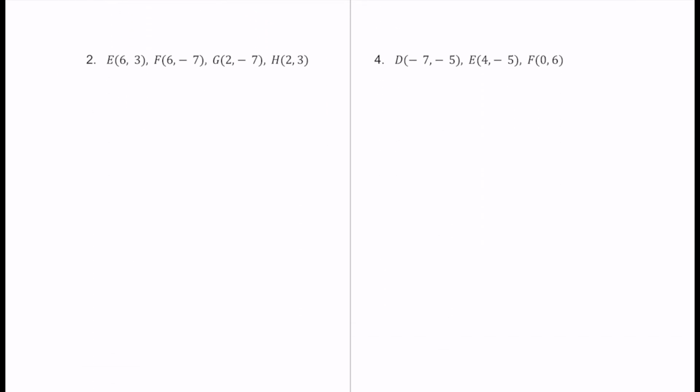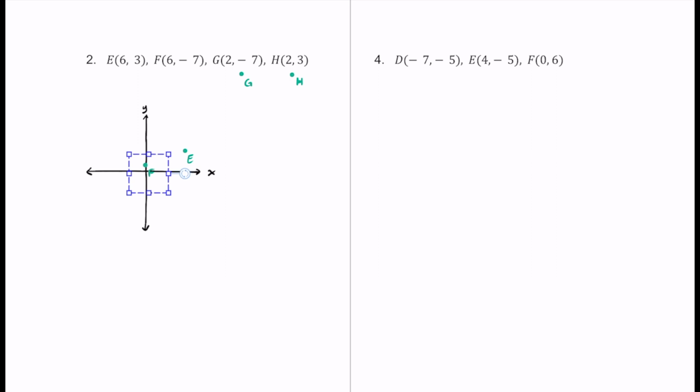Let's check out number 2. For number 2, we're going to need 4 more points, so let's draw those out. So we're going to have point E, and then F, G, then H. All right, so just making a rough sketch and plotting these points. For E, we're going to move 6 units to the right and then 3 units up. We can plot point E there.